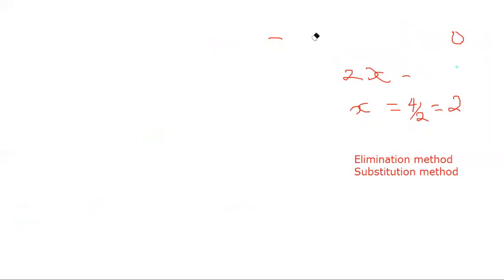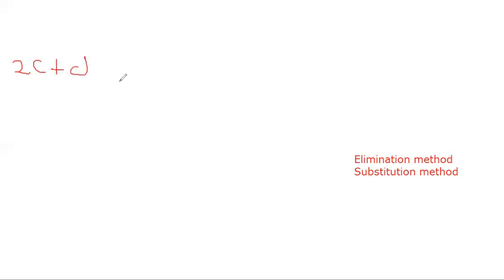All right, so now let's take another example. I will take 2 examples and you will solve one question. Okay, so now 2c plus d is equals to 23. Then the second one is c minus d is equals to 1.